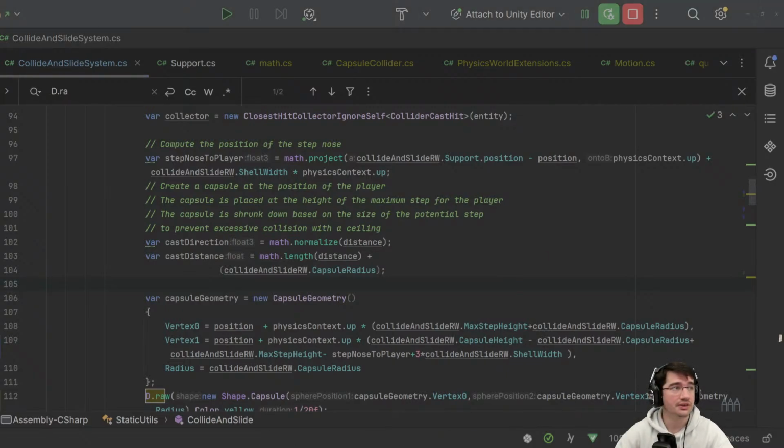Anyway, that should be the last issue I have with this collide and slide algorithm. So let me just look if up. Okay. Okay, so stream is still up. That's good.